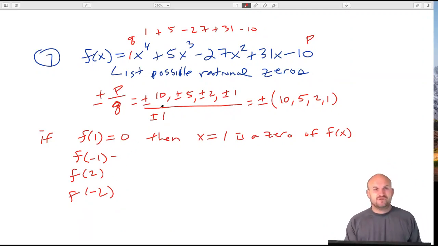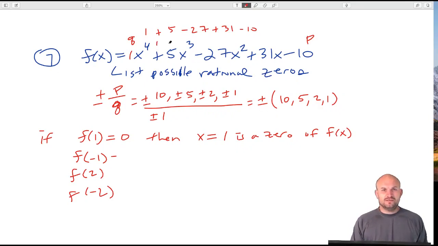What about negative 1? That would be a 1 minus 5 minus 27. I don't think this is going to work. Minus 31. No, this is not going to work. All right, so negative 1 is not a zero. But maybe 2 is, and I am not going to go through all this.